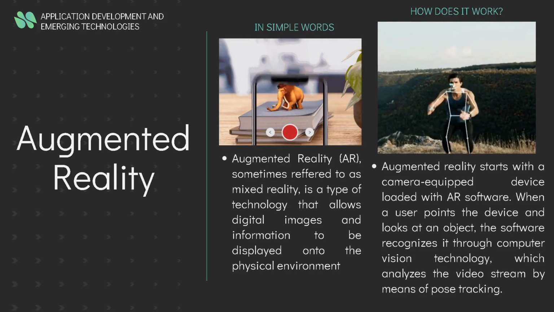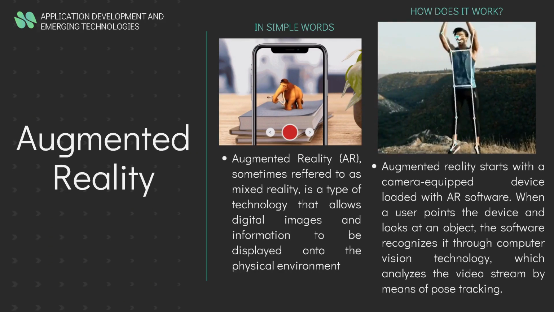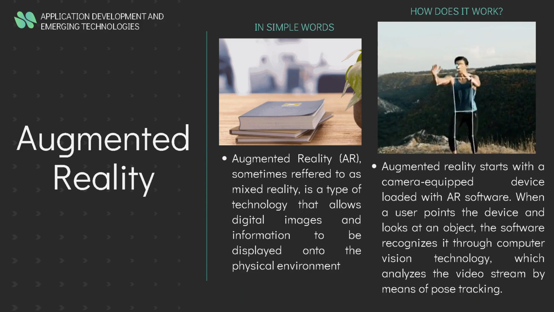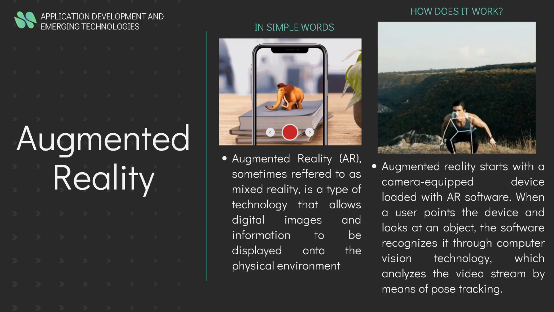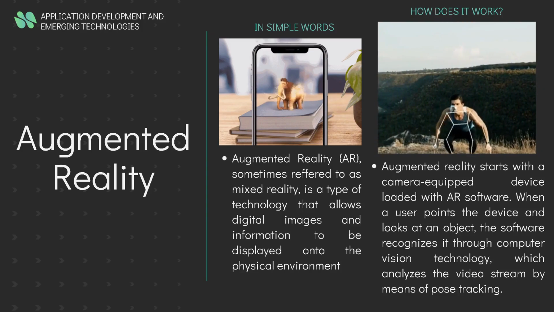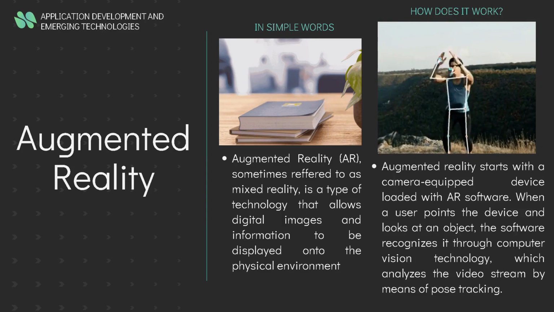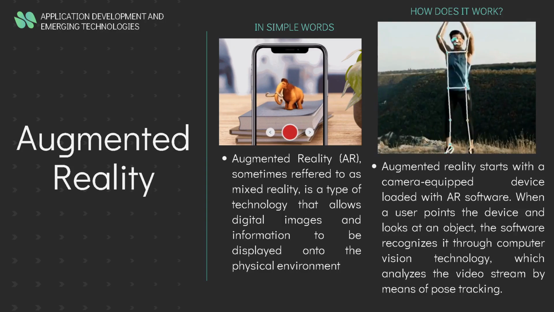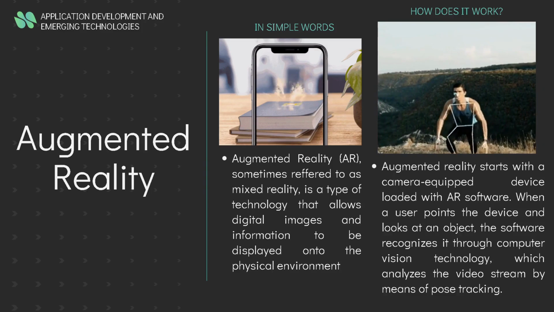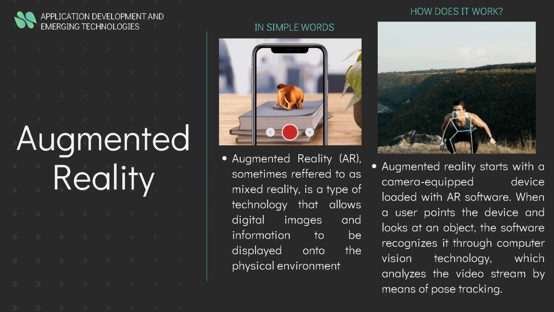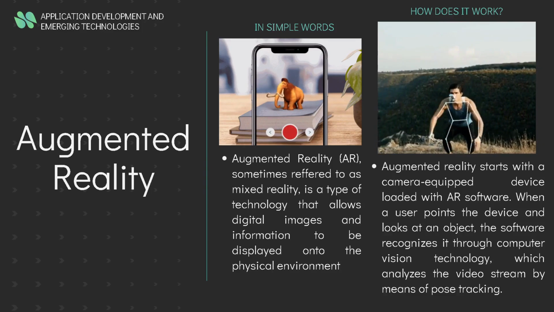Augmented reality, sometimes referred to as mixed reality, is a type of technology that allows digital images and information to be displayed onto the physical environment. But how does it work? Augmented reality starts with a camera-equipped device loaded with AR software. When a user points the device and looks at an object, the software recognizes it through computer vision technology, which analyzes the video stream by means of post-tracking.